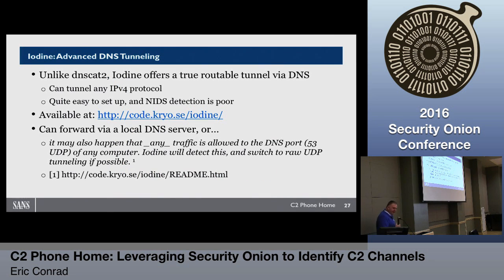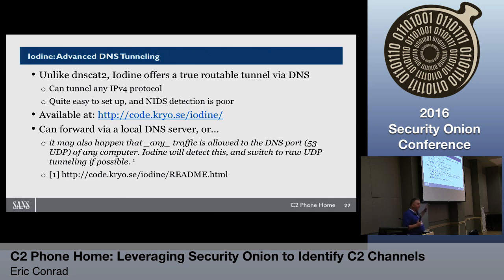So then I brought in Iodine. Iodine is actually my go-to tunnel. It gives you a routable interface. You can route any IPv4 protocol through it, anything you want. IPsec via DNS works fine. You get a tun0 style interface with Iodine. It's easy to set up, like DNScat, and we're seeing malware now using these types of techniques.